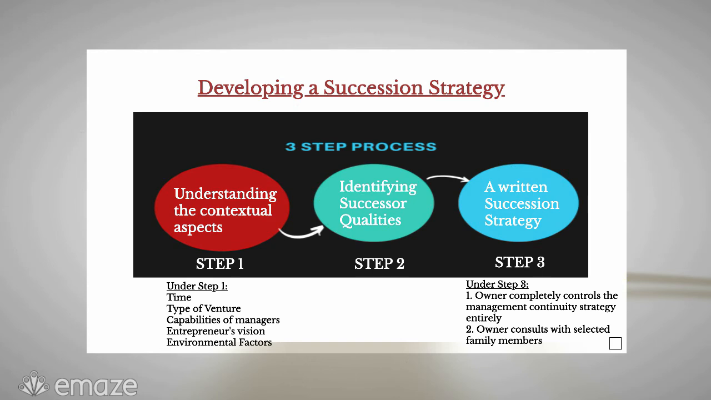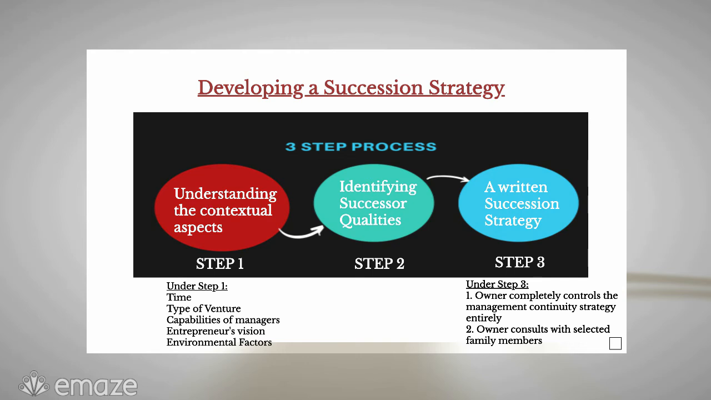Developing a succession strategy involves 3 important steps. Number 1, understanding the contextual aspects. There are 5 aspects that must be considered for an effective succession: time, type of venture, capabilities of managers, the entrepreneur's vision, and environmental factors.